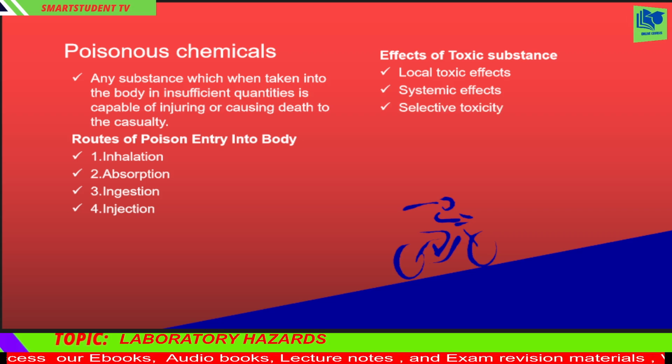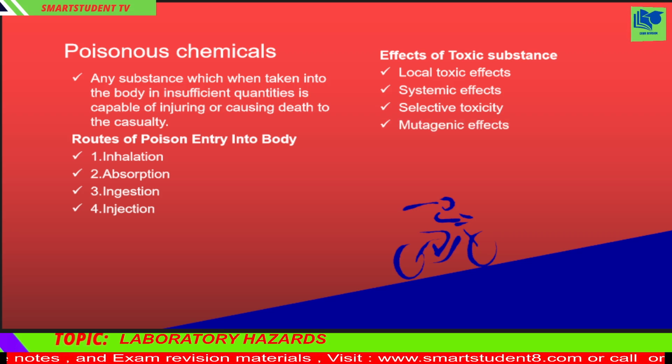C. Selective toxicity. Refers to its ability to injure one tissue, organ, or cell without harming another one, even if the two organs, cells, or tissues may be in intimate contact with each other. D. Mutagenic effects. A mutagen is a substance that causes damage to the genetic makeup or DNA of an organism. Exposure to chemical mutagens increases the likelihood of DNA damage, and these can lead to hereditary effects.